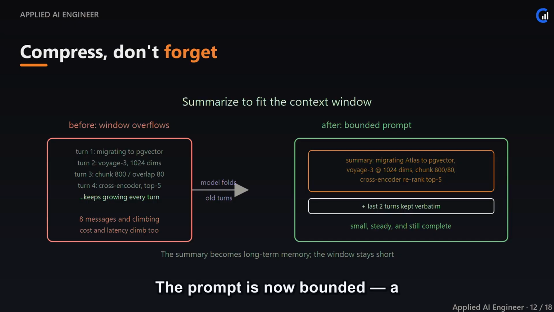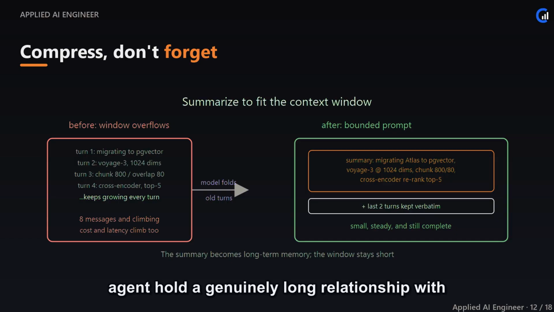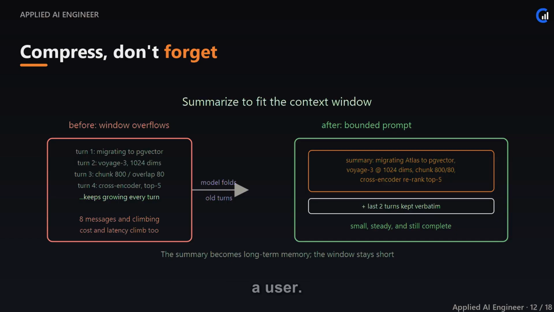The prompt is now bounded, a short summary plus a tiny window, holding the same information. We compressed the conversation, we did not forget it. This is the move that lets an agent hold a genuinely long relationship with a user.